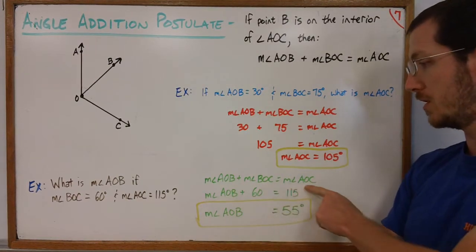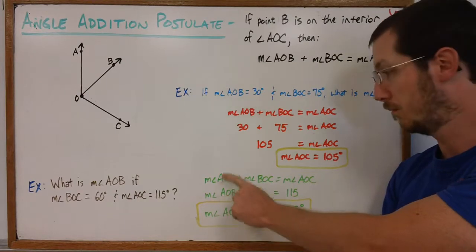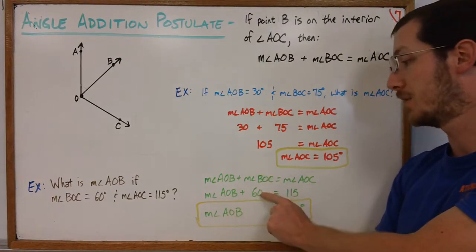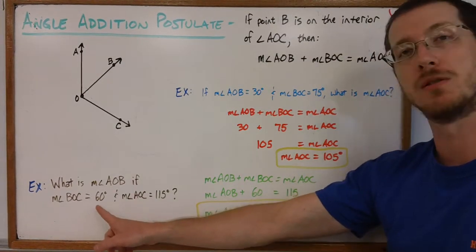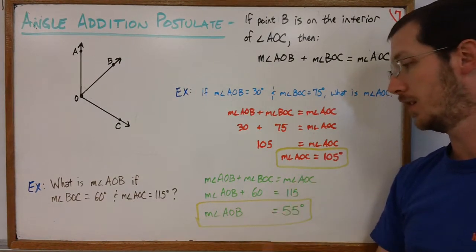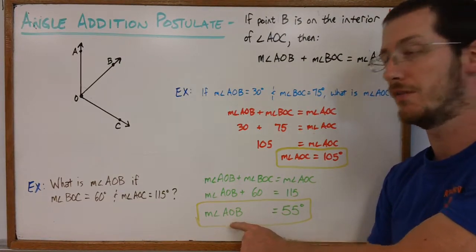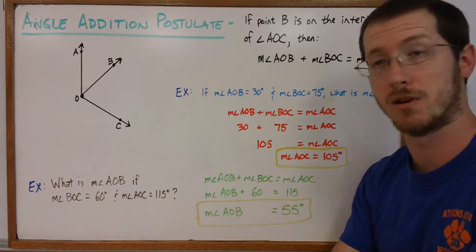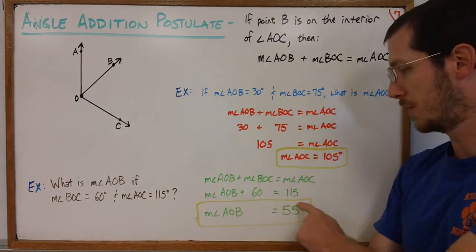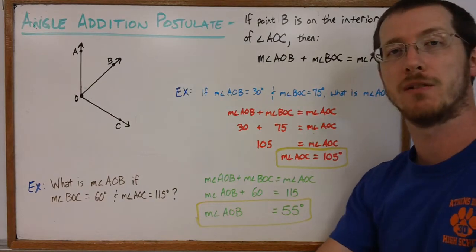So our same equation here, we don't know the measure of angle AOB, so we bring that down. Substitute in 60 for the measure of angle BOC. Substitute in 115 for the measure of angle AOC. And then solve for the measure of angle AOB, just like you would if it was an X or a Y or any other variable. Okay, so subtract 60 from both sides. We get the measure of angle AOB is 55 degrees.